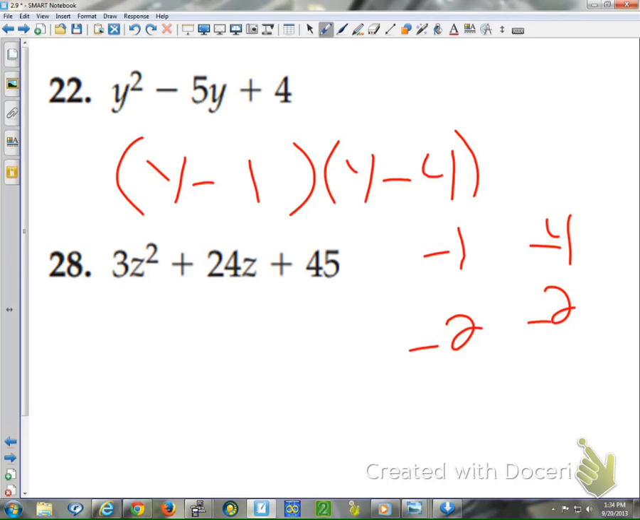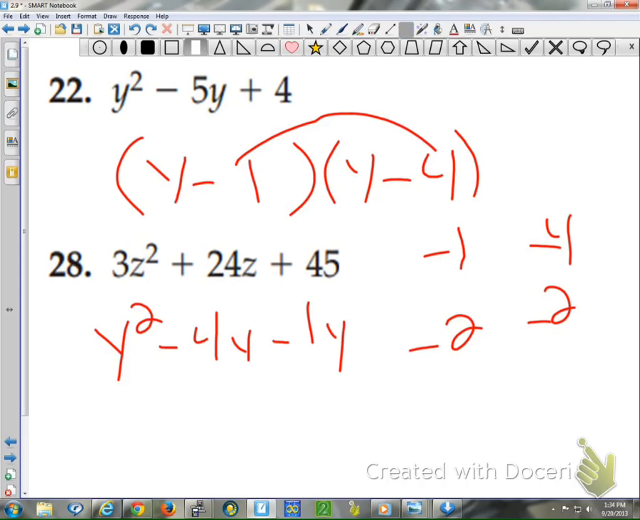How are the ones in the parentheses both the same? Well, because when we FOIL this, watch what happens. Y times y. Y times negative 4. Negative 1 times y. Before I go any further, you see how those are going to add to be negative 5y? But then what's negative 1 times negative 4? Positive. A negative times a negative is a positive. That's how it's going to turn out like that. All right? Okay, let's look at 28, and then we'll do your homework problems.